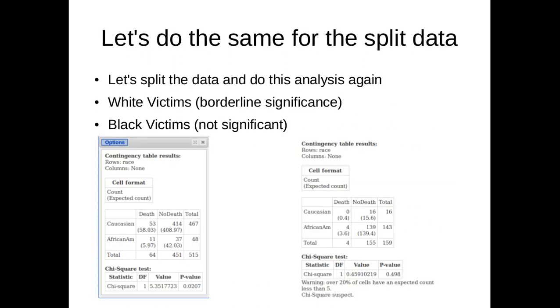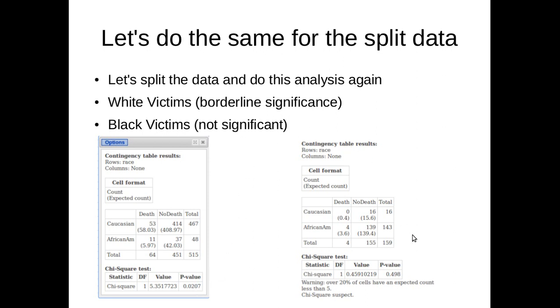Okay, let's do the same thing for the split data. We split the data, the white victims and the black victims. The white victims are borderline significant. You see this p-value here is 0.02, so it falls between 0.01 and 0.05, which is what I've told my Stat 202 students is sort of the gray zone. If the p-value is less than 0.01, we can usually say it's significant in most situations. If it's larger than 0.05, we usually say it's not significant. If it falls between 0.01 and 0.05, we have some talking to do, and we really should have chosen our cutoff value before we got to that point. But I'll just call that the gray zone, or the borderline significant zone.